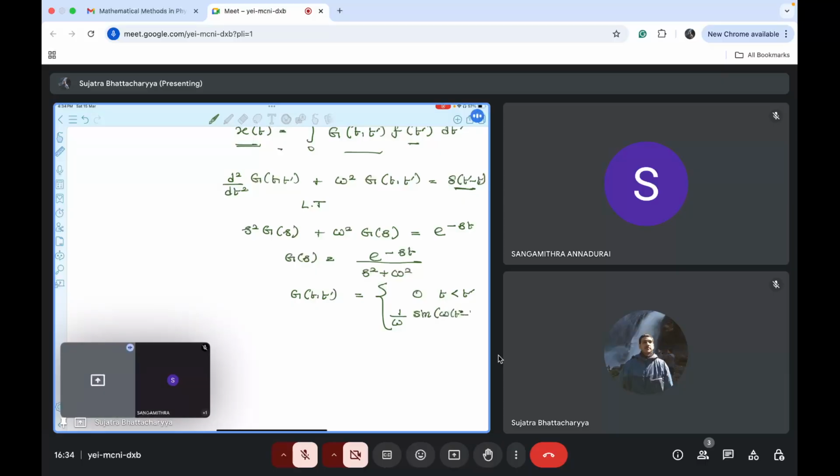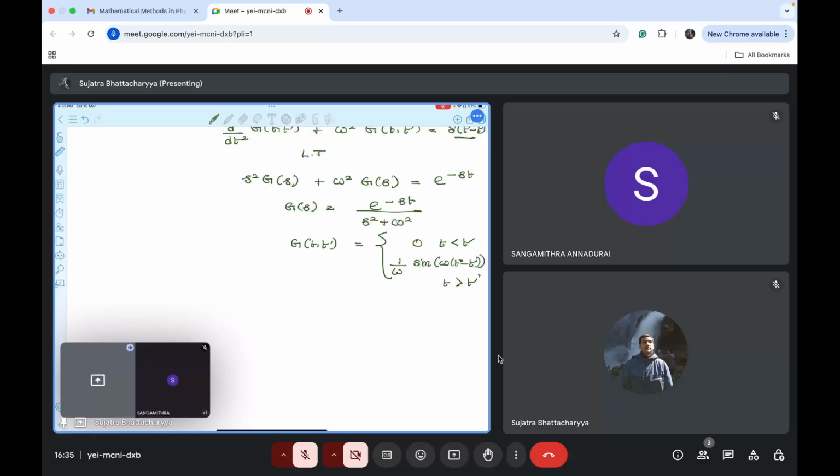T minus t dash maybe. Okay, so when t is greater than t dash, something like this, you will get. Okay, so the thing is that this one is nothing but some kind of a unitary function. You can look into the last lecture that I have provided. You can see about the unitary function or search on the internet about it and try to see how the Laplace transform is being calculated. So based on that, it is being written.